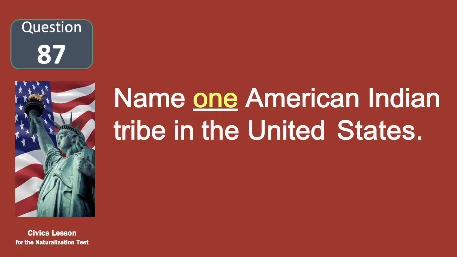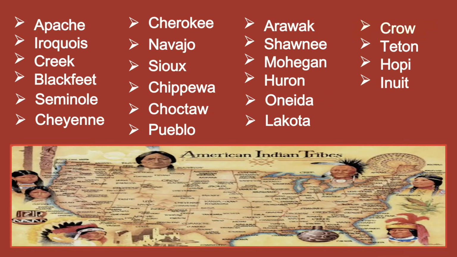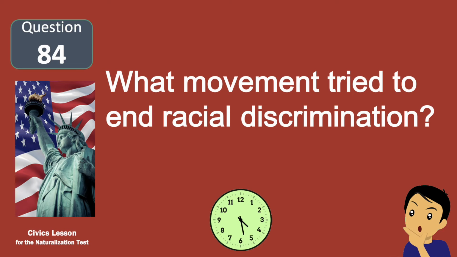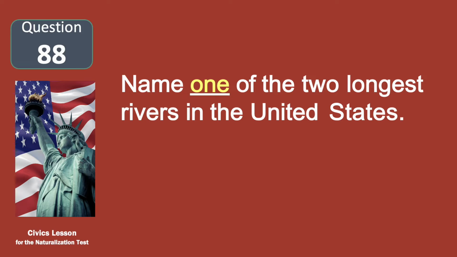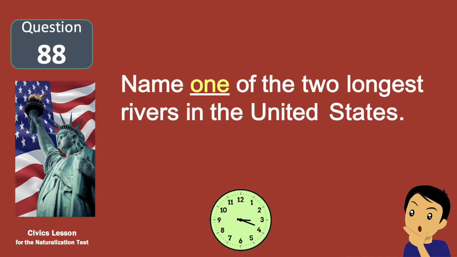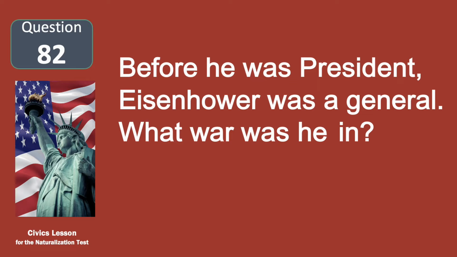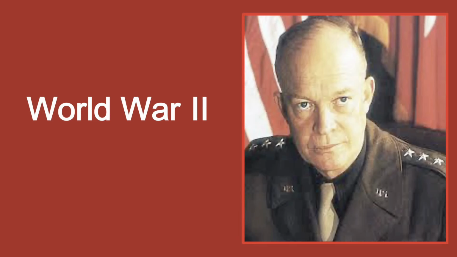Name one American Indian tribe in the United States. Crow. What movement tried to end racial discrimination? The Civil Rights Movement. Name one of the two longest rivers in the United States. The Missouri River. Before he was president, Eisenhower was a general. What war was he in? World War II.